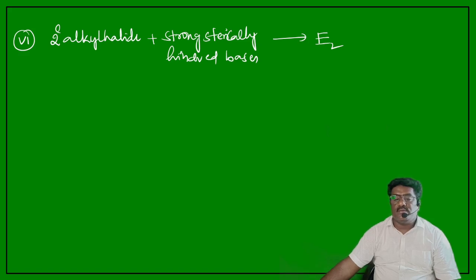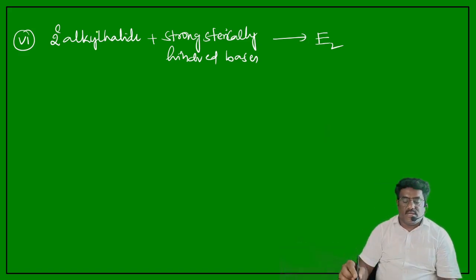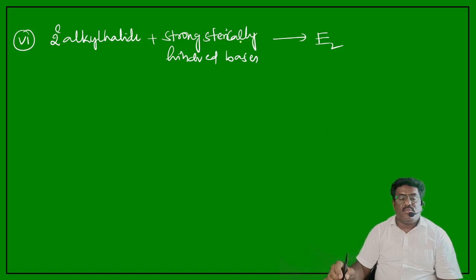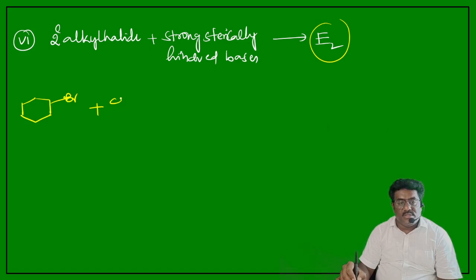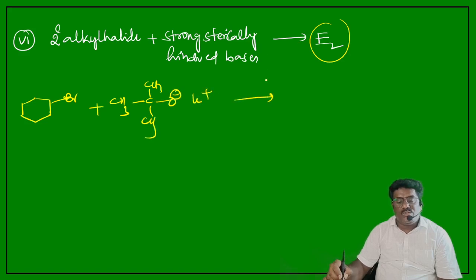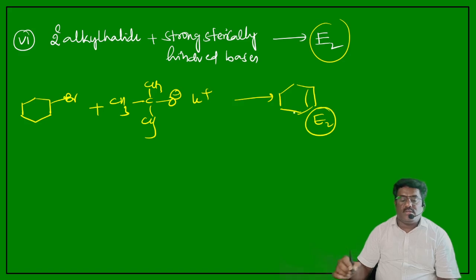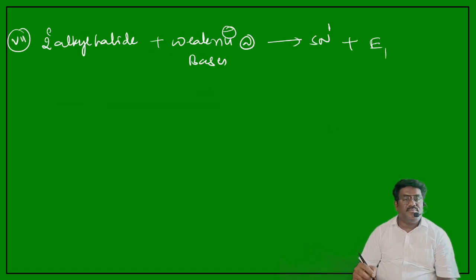Have a look at the next example. A secondary alkyl halide with a strong sterically hindered base gives what? The E2 product. I am taking a secondary alkyl halide with a strong sterically hindered base, the previous base, potassium tertiary butoxide, (CH3)3CO minus K plus. It gives the E2 product, cyclohexene. Have a look at the next example.